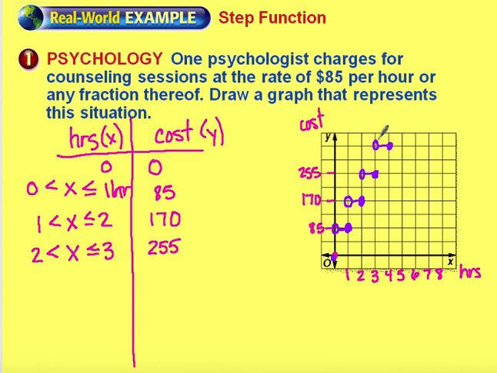So this is showing you the costs. So if I went to 6 hours, I can jump up on my graph and find what I would have to pay if I had 6 hours worth of counseling sessions. So this was a real life example of how to use a step function.